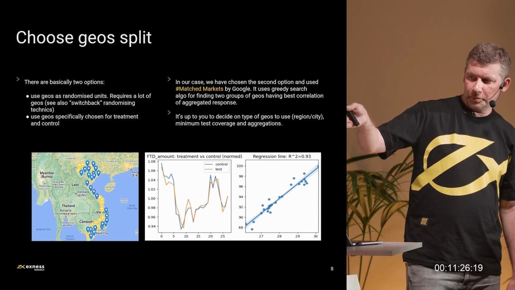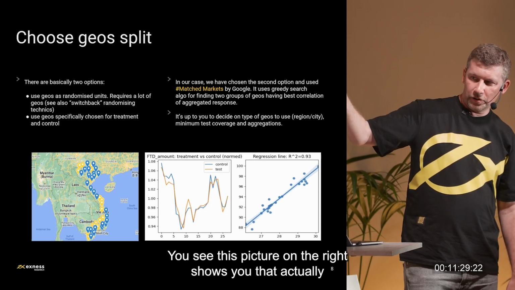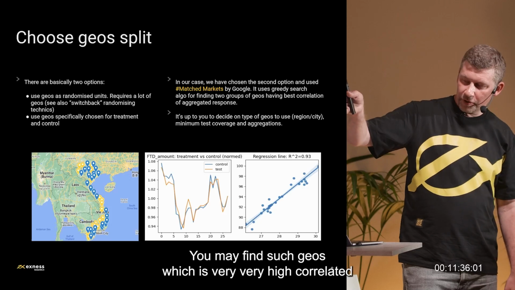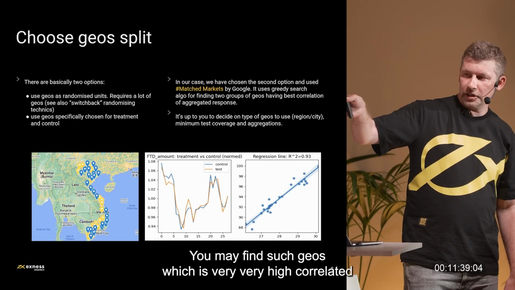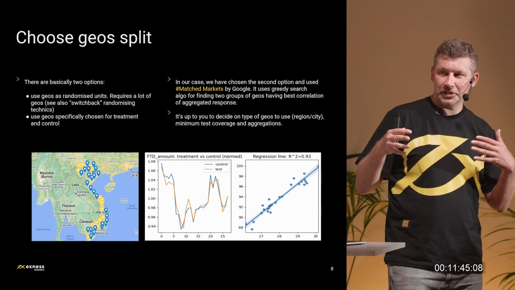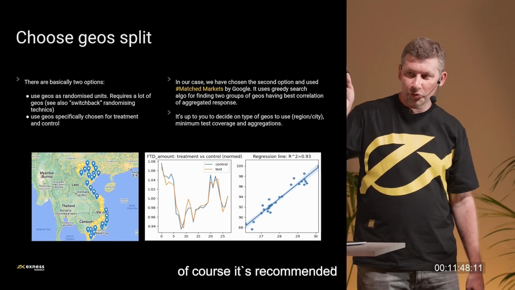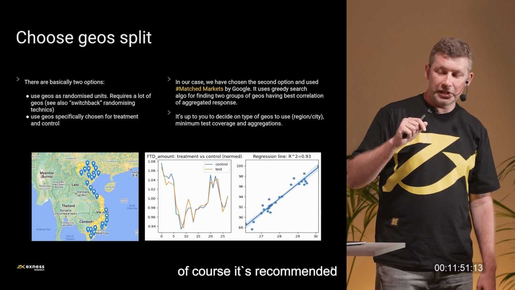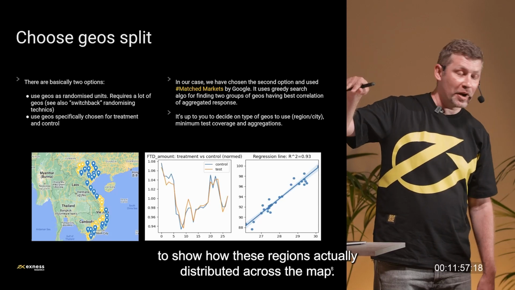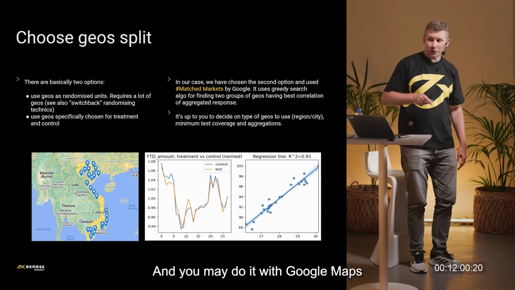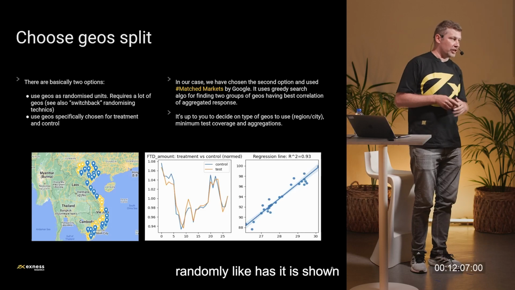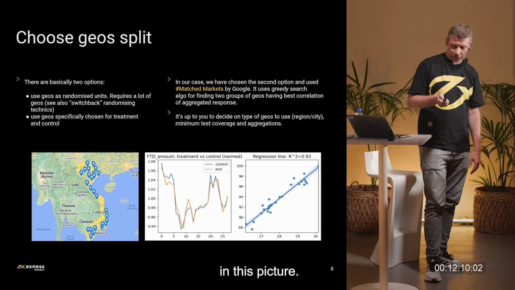In the picture on the right you can see that you may actually find such geos. It's a real case: you find geos which are very highly correlated. I also promised to provide you with some tweaks. Of course, it's recommended to plot how these regions are distributed across the map, and you may do it with Google Maps to see how it looks. It's better if they are distributed randomly, as shown in this picture.